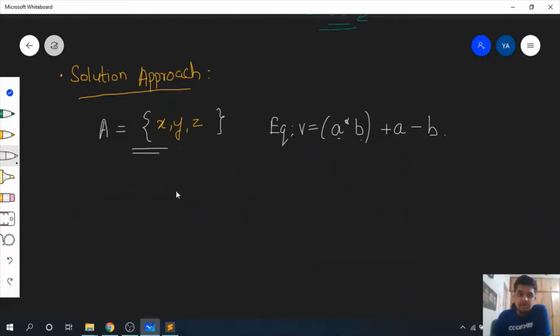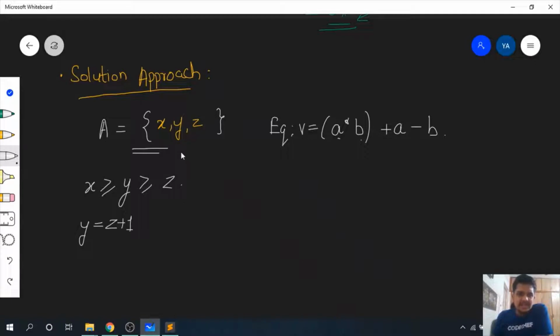Starting off with the solution approach, let us take that we have an array with the elements x, y and z. Now we have the equation given to us that v is equal to a into b plus a minus b, right? Now let us consider that the array is reverse sorted. Also let us consider one more thing over here, that y is equal to z plus 1. Y is just one element greater than z.